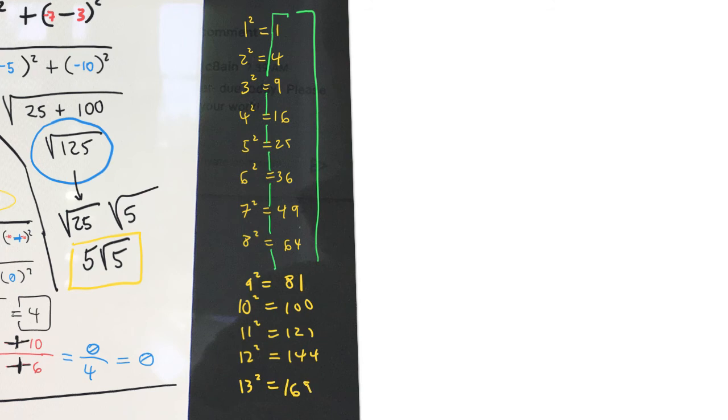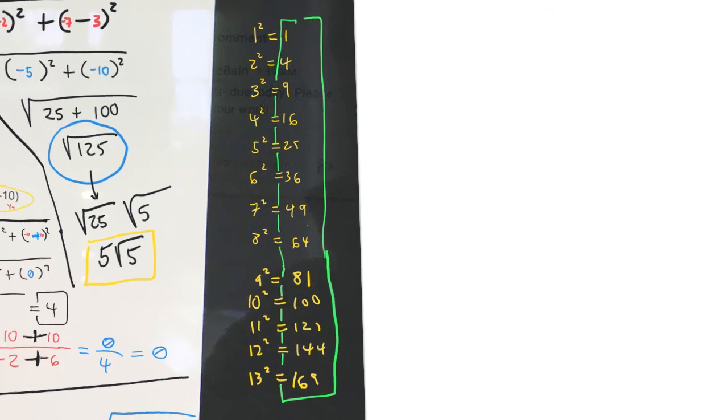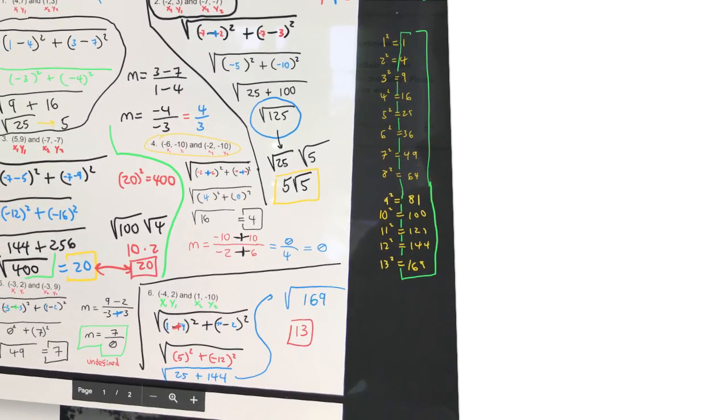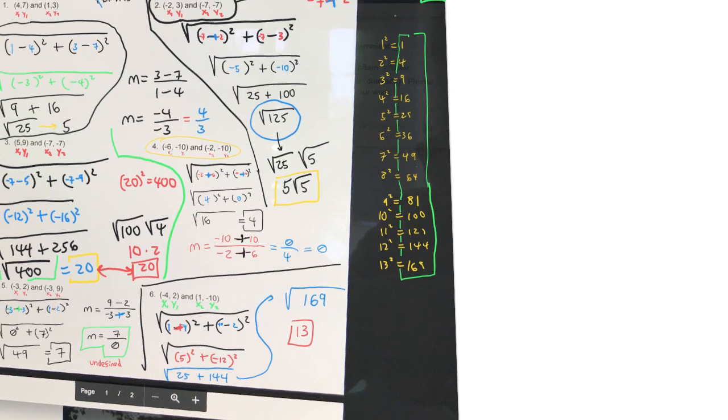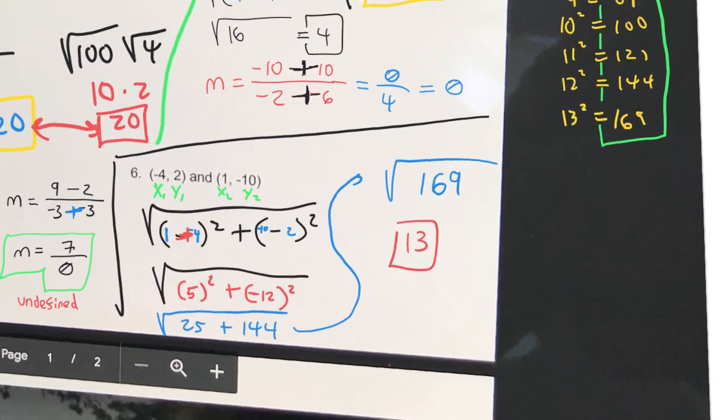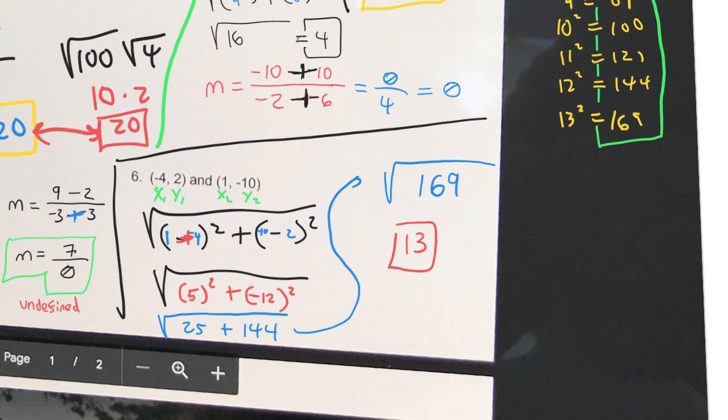And then I'll wrap the green box around the perfect squares. So everything that's in the green box is a perfect square. 1, 4, 9, 16, 25, 36, etc., etc. And one of the perfect squares happens to be 169, and the square root of 169 is 13. So we're going to embark on the next part of the adventure. The next part of the adventure is to find the slope between these two.